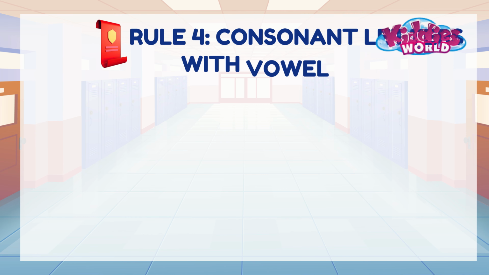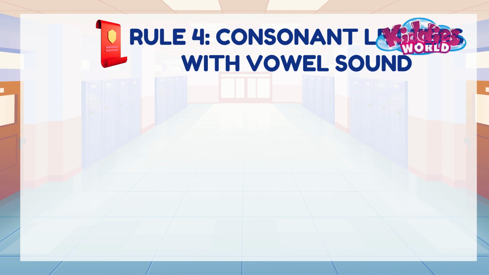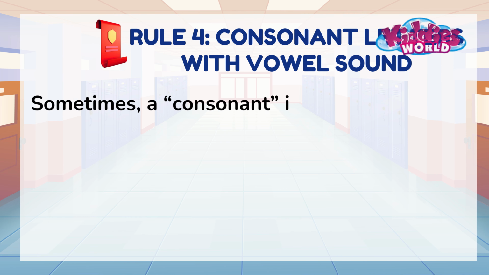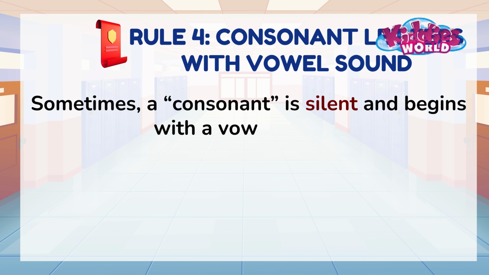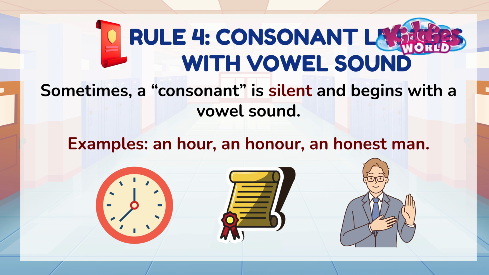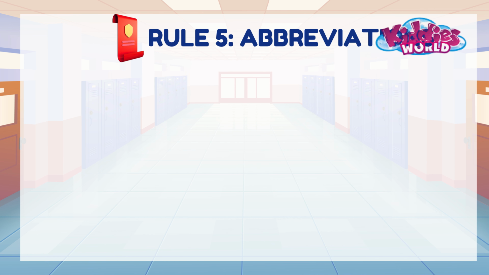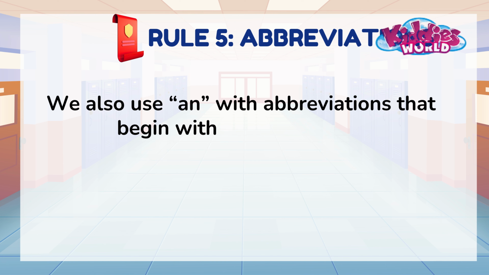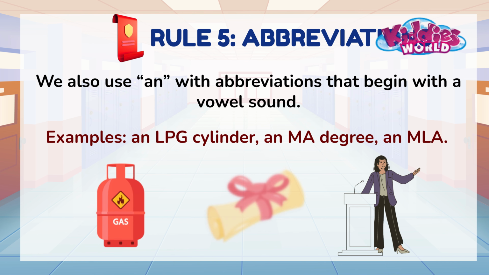Rule 4. Consonant letters with vowel sound. Sometimes a consonant is silent and the word begins with a vowel sound. Examples: an hour, an honor, an honest man. Rule 5. Abbreviations. We also use an with abbreviations that begin with a vowel sound. Examples: an LPG cylinder, an MA degree, an MLA.